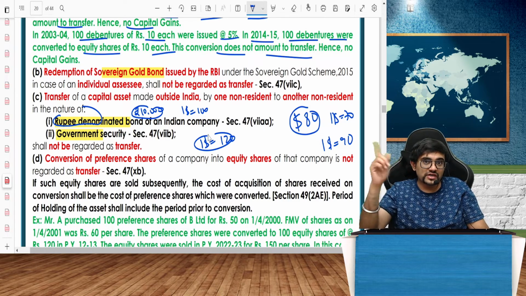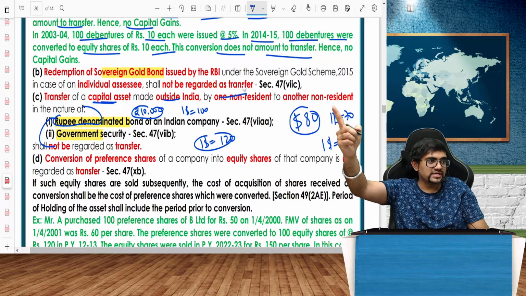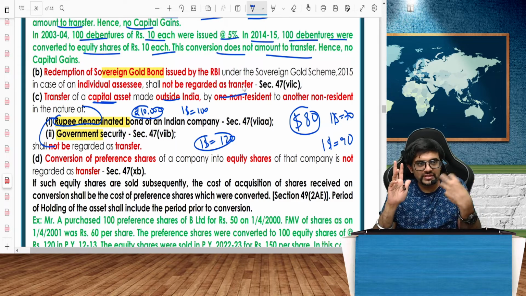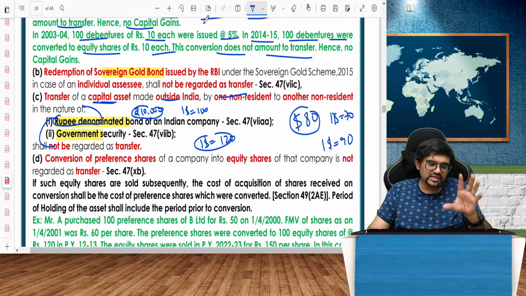If you transfer normal shares of a company, I will tax you, capital gains. But if you buy this capital asset and transfer it from one non-resident to another non-resident, full capital gains exempt. It is not a transfer. Understood the logic? They say you give me this, I will give you this. Give and take. Clear? No mugging up. You should not mug up tax. Everything is logical. If you mug up anything, you are lost.